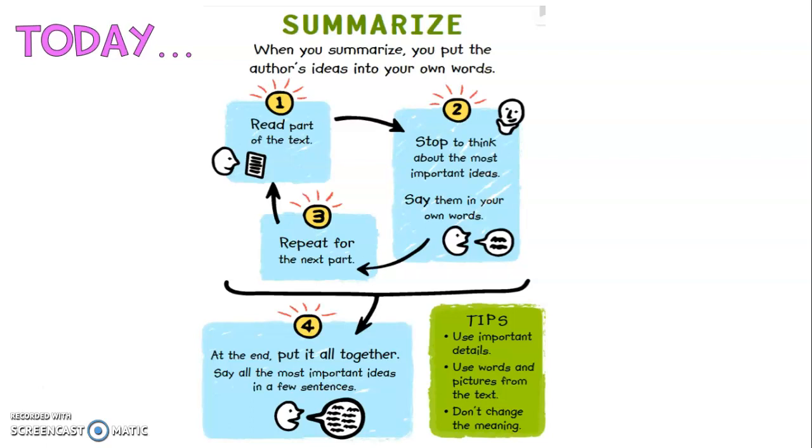The first thing we do is we read part of the text. After that, we stop and we think about what the most important ideas are. Then we say them in our own words, and we continue repeating these steps for the rest of the text. In the end, we put it all together to say the most important ideas in a few sentences.